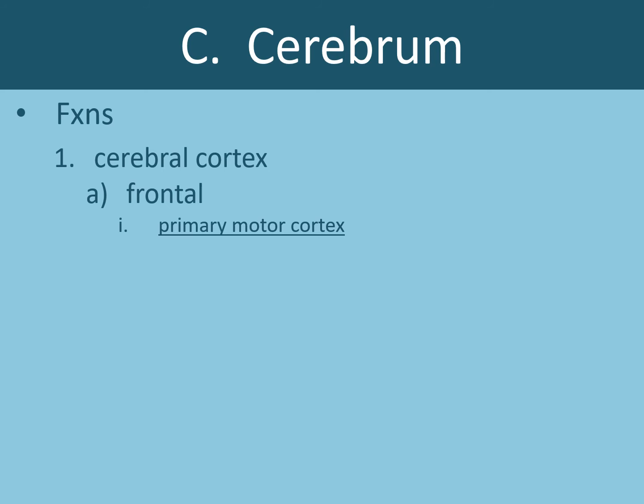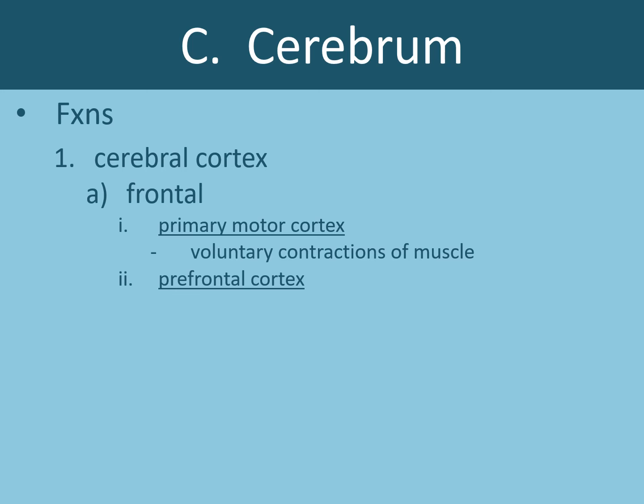Now let's discuss some of the important functions of the cerebrum, beginning with the frontal lobe. Within the frontal lobe are three regions I want you to know. First is the primary motor cortex. This region controls voluntary contractions of muscles and works in association with other motor areas of the brain. Damage to this region may result in partial paralysis.